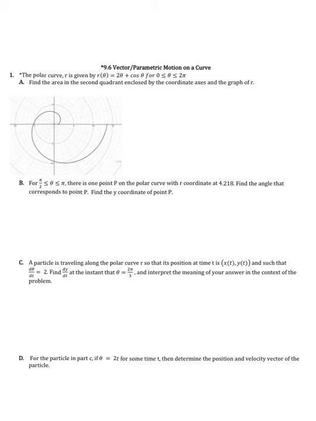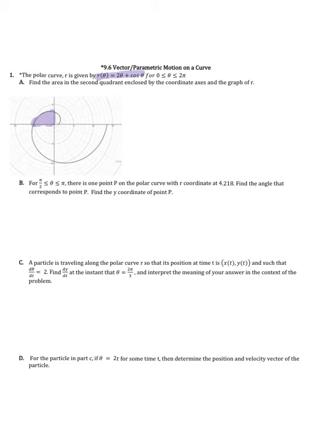Okay, number 1, the polar curve is given by r of theta equals 2 theta plus cosine of theta between 0 and 2 pi. And then we are being asked on part A to find the area in the second quadrant enclosed by the coordinate axes and the graph of r. So let's identify what that area is on our graph. It's bound within the second quadrant, and it's under the curve of our identified function.